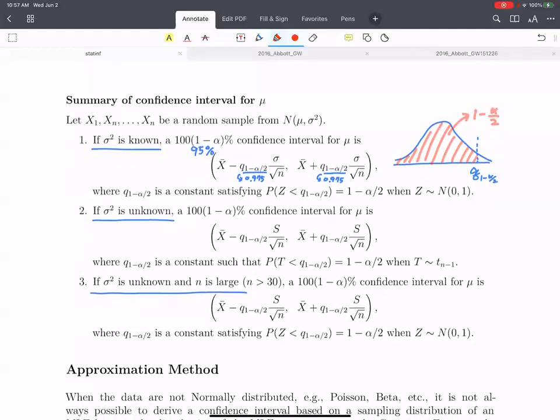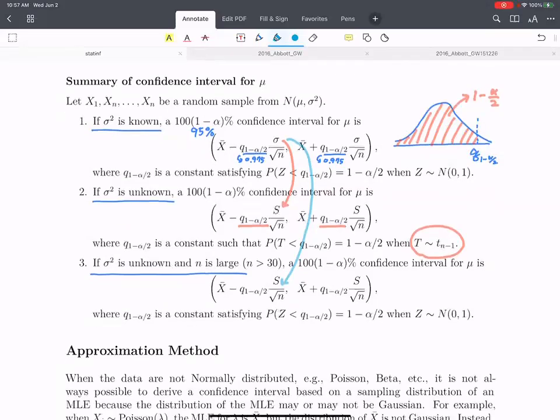If sigma is unknown, we are replacing sigma with the sample standard deviation, and the quantile will be computed based on the t distribution. And if the data size is large, we just replace sigma with the sample standard deviation, and everything will be the same as the first case in that scenario.